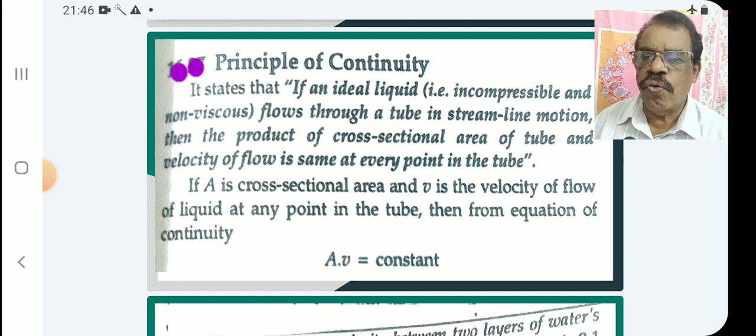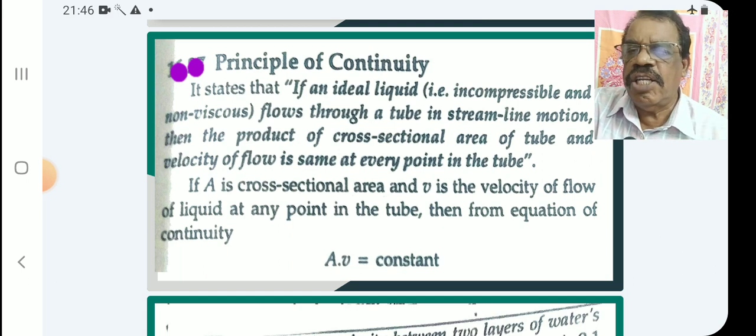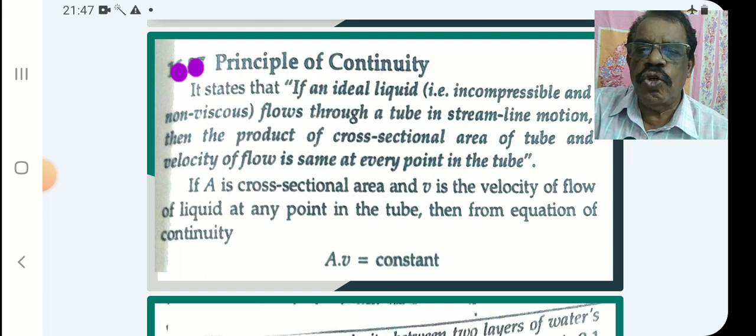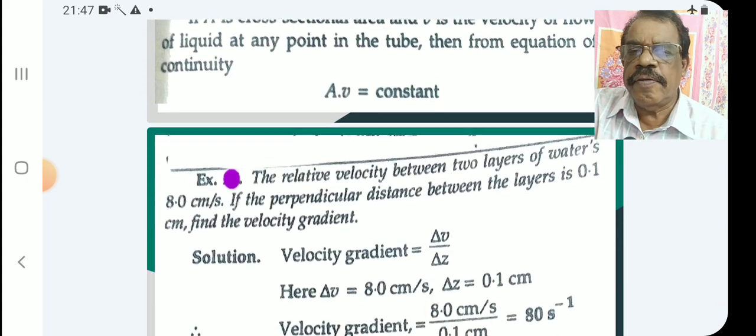The rate of flow, area into velocity, in a tube, of liquid flow is a constant. That is the equation of continuity. If A is the cross-sectional area and V is the velocity of flow of liquid at any point in the tube, from the equation we get AV is constant.